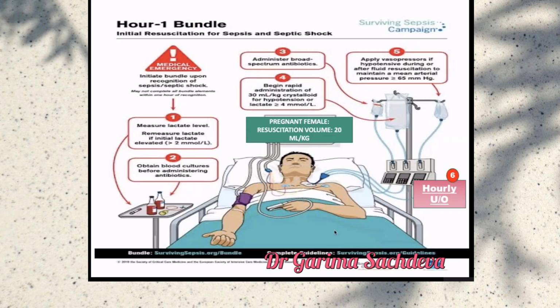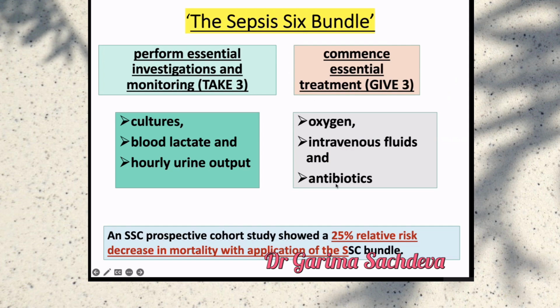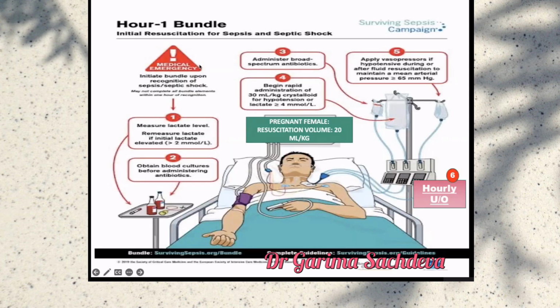This has to be done within the first hour of diagnosis. As soon as it is diagnosed, you send the investigations. What are the three things that you take, and what are the three things you give? Culture, lactate, and hourly urine output. And what do you give? We give oxygen, fluid, and antibiotic.